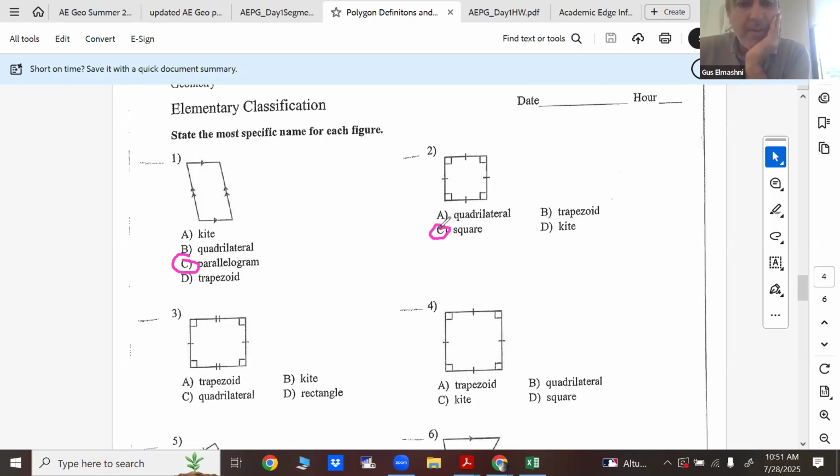Okay. Evelyn, what do you think about number 3? Quadrilateral. We could be a little more specific. There's 4 right angles. Yeah, totally. Rectangle. Okay, and then Adam, right? What do you think about number 4? Square. Totally square. Yep.